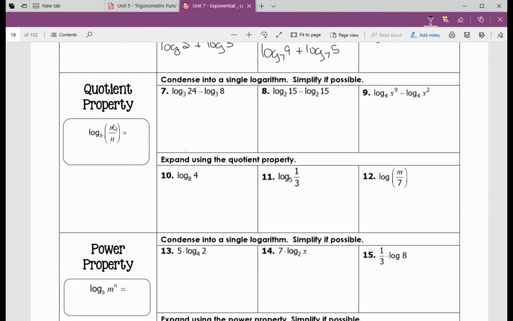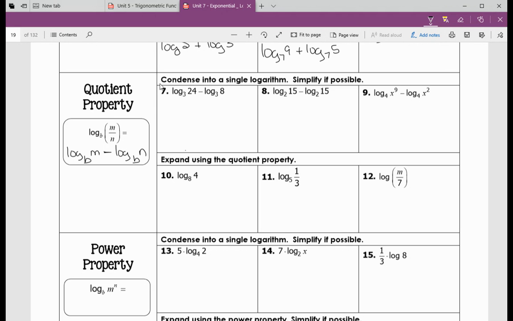The quotient property works a little bit differently. If you have a fraction behind your logarithm, you can rewrite this as log base b of m minus log base b of n. These base numbers have to be the same or the property does not work.